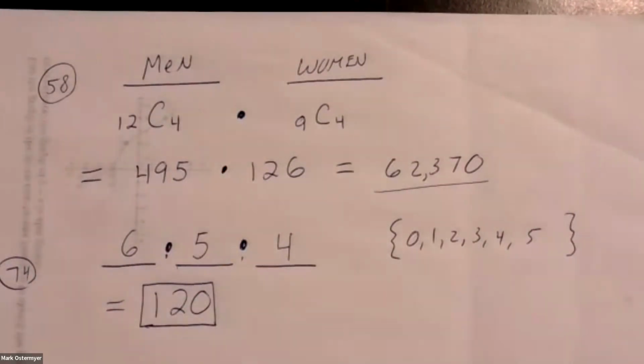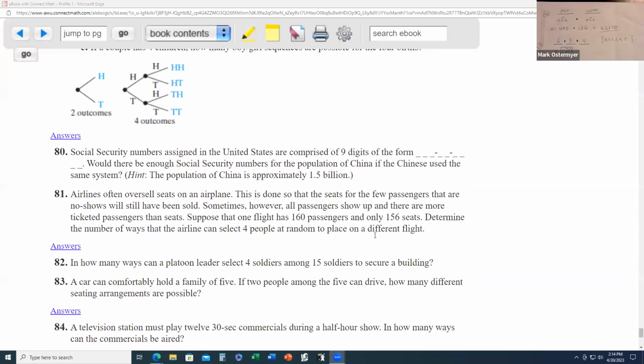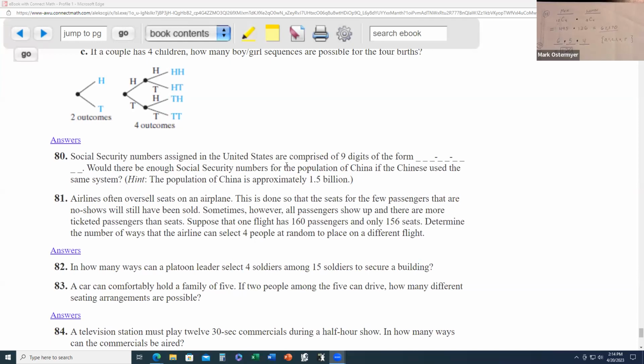Everybody see that there? All right, let's see. Problem number 80. Social Security numbers assigned in the United States are comprised of 9 digits of the form of 3 digits for the first group, 2 digits for the middle group, and then 4 digits for the last group. Would there be enough Social Security numbers for the population of China if the Chinese used the same system, assuming the population of China is approximately 1.5 billion people?